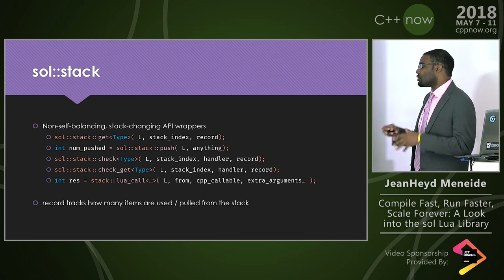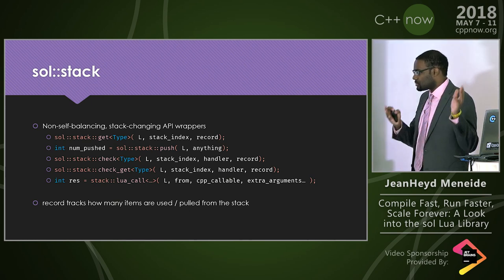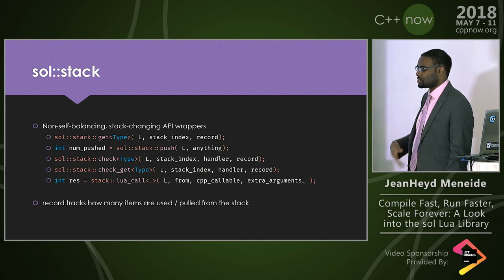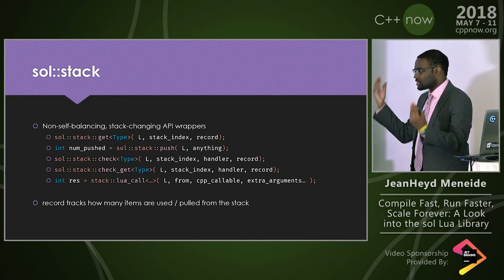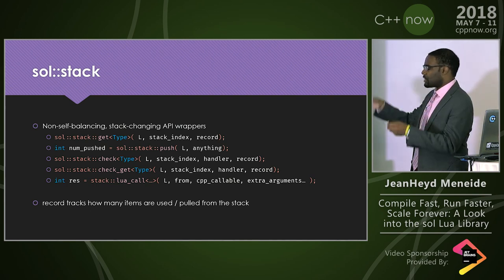Otherwise, we know Lua will more than happily let you alias and UB your way into a crash. So you could call lua_tostring on something that's not a string, and it'll just hand you a null pointer, and then you go use it and it explodes, and well, that's that. So you need a checker to verify safety.